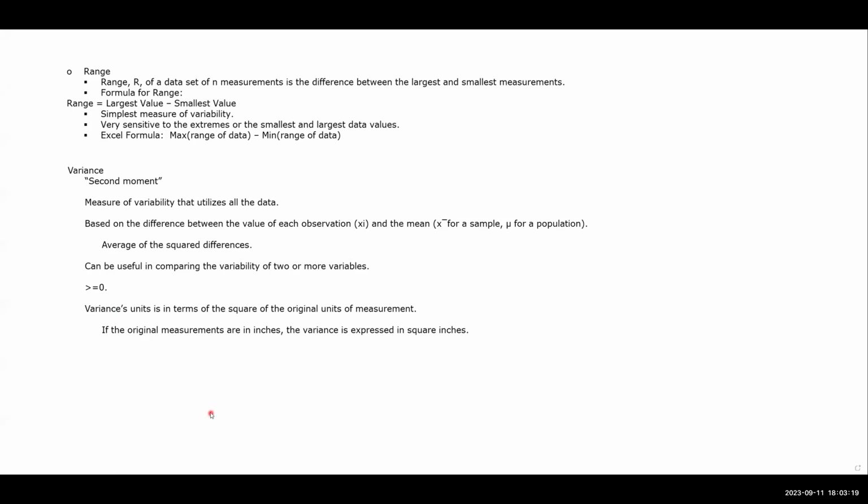The problem with variance is that the variance units are in terms of the square of the original units. What does that mean? If we're collecting data on age of people in the United States, variance is age squared. And if the original measures are in inches, the variance is expressed in squared inches. All right, so what does the formula look like for variance?